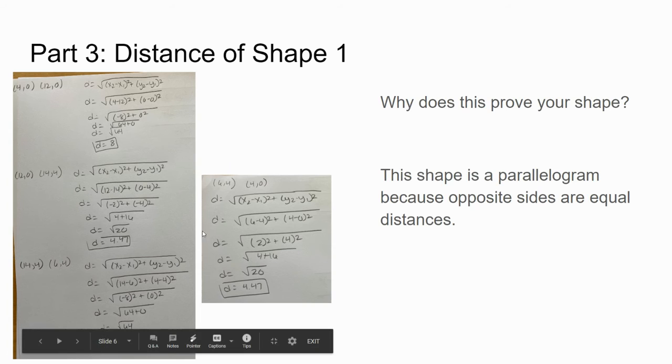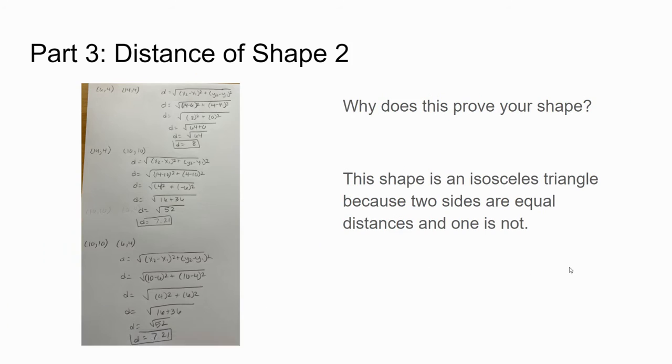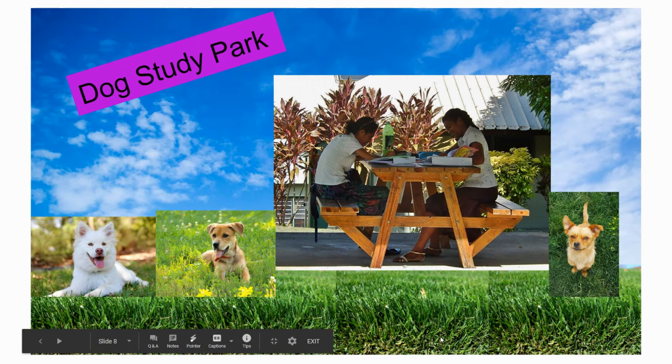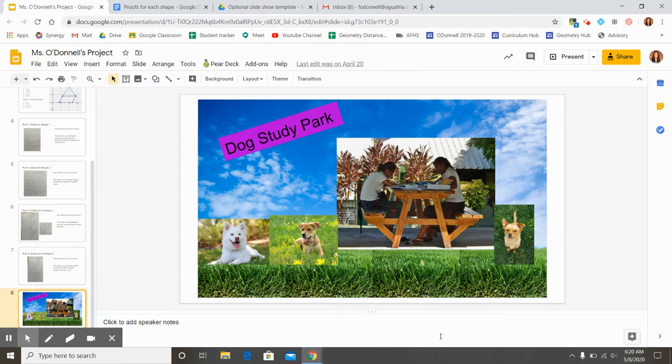So using my same shape, I used the distance formula. So here's my parallelogram. I proved that it's a parallelogram because opposite sides are equal distances. So I had 8 and 8, and then 4.47 and 4.47. So opposite sides were the same. And then my isosceles triangle proves that two sides were equal and one was not. So I had two that were 7.21 and one that's 8. So that proves it's an isosceles triangle. So that's what you did yesterday, and it's just putting it all together in one thing. Then I'm done. I added this picture. You don't have to.